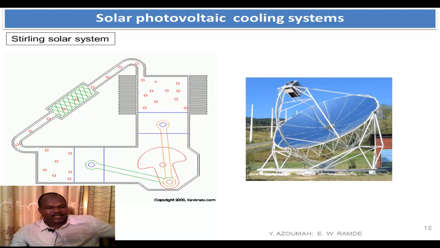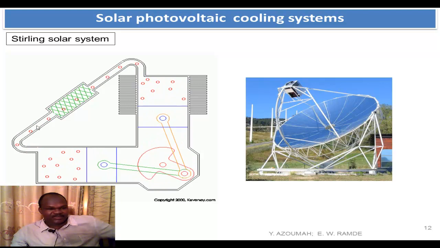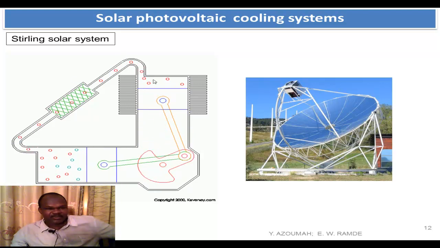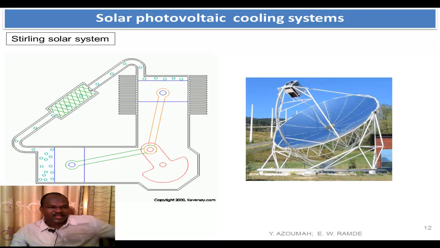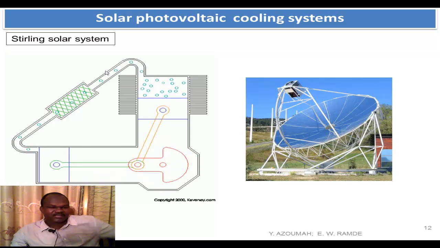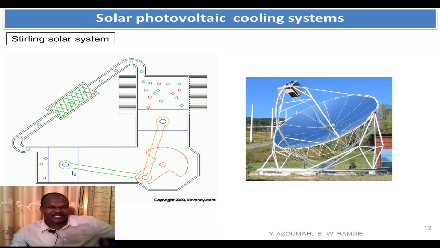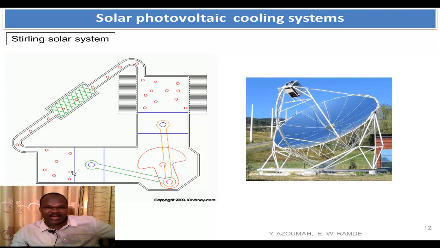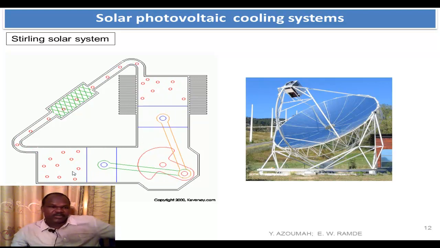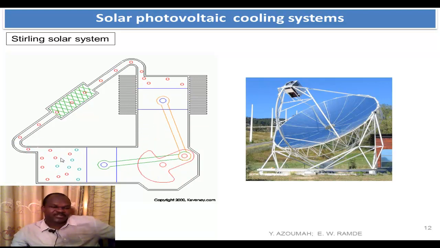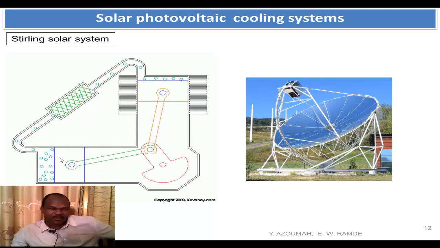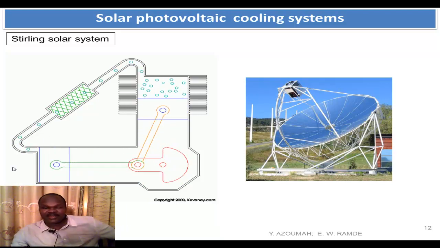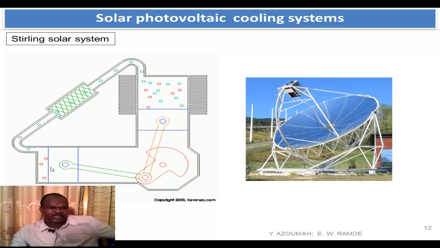In giving the heat to the gas, you have the gas, you see the small circles, okay? That's the gas. And the gas throughout the cycle does not change its phase. It remains gas. The most usual gases are hydrogen, helium, or air, natural air, okay?